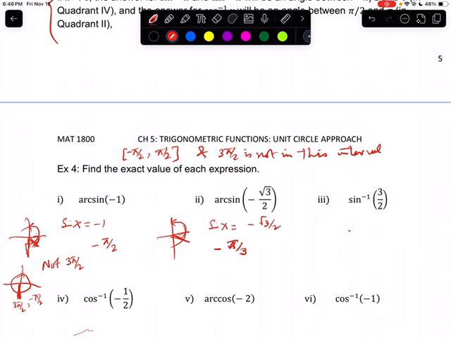The next one is sine inverse of 3 over 2. In other words, sine of x equals 3 over 2. Is this possible? Think about it. What is the maximum value that sine of x can have? 1. And what is this value? This is 1.5. So no solution.